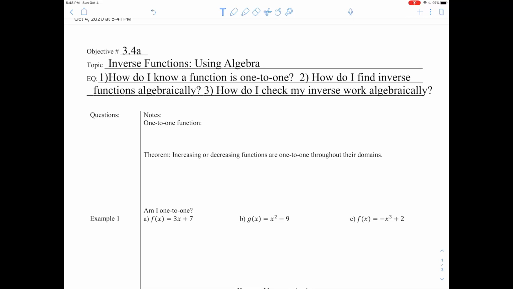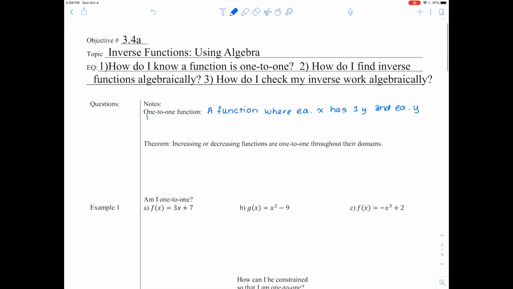So if you recall, a one-to-one function is a function. We know it's a function because it passes the vertical line test, which says that every x has exactly one y. Well, a one-to-one function is a function where each x has one y and each y has one x. A test on a graph would pass the horizontal line test. Okay, so those are things to remember.